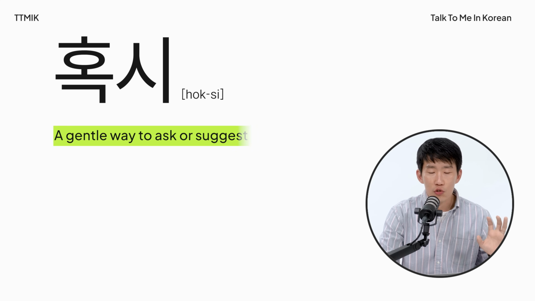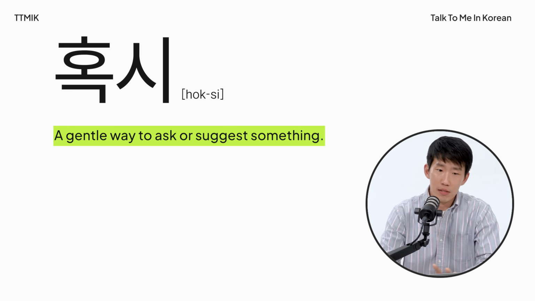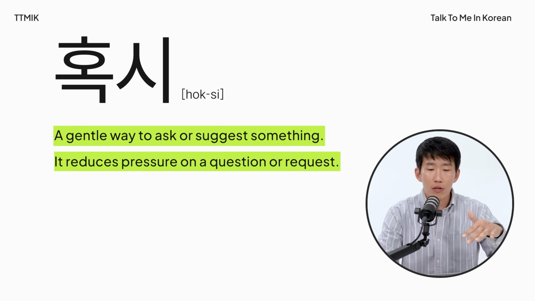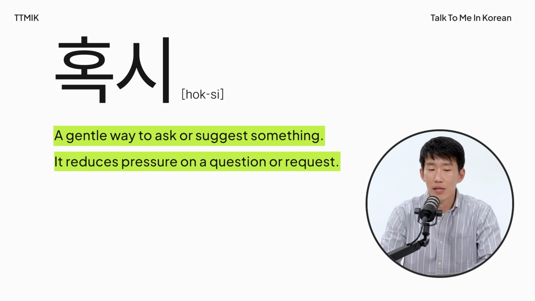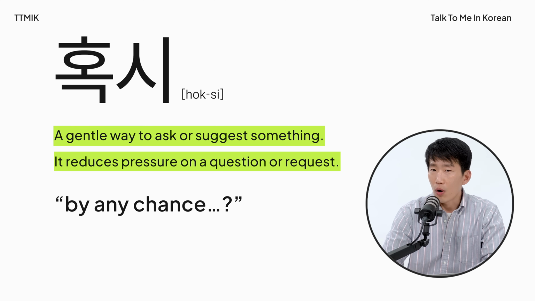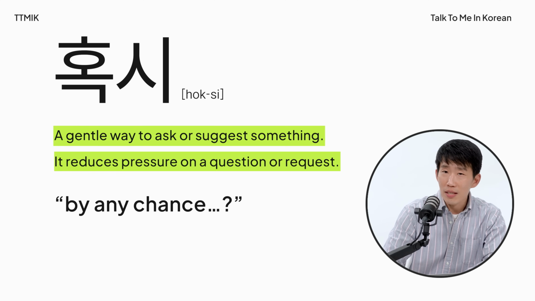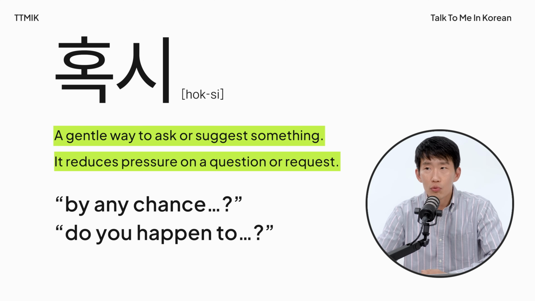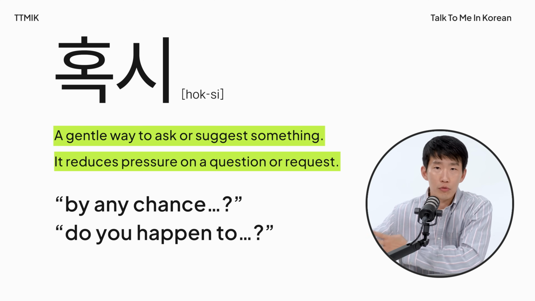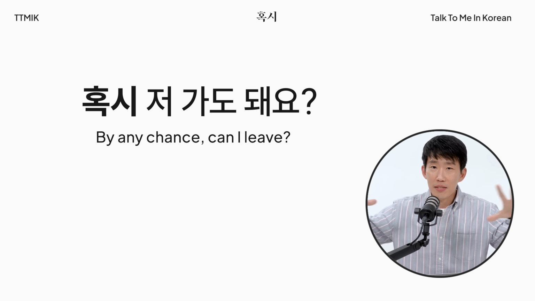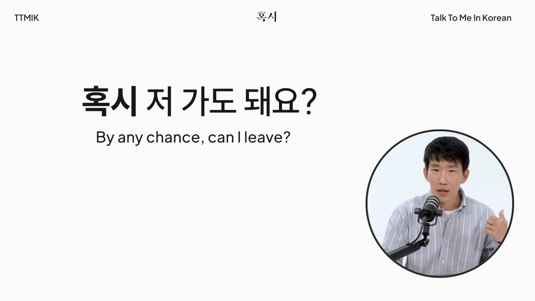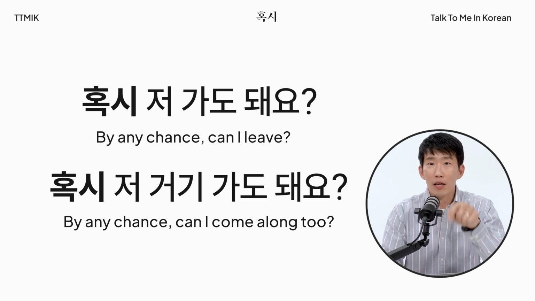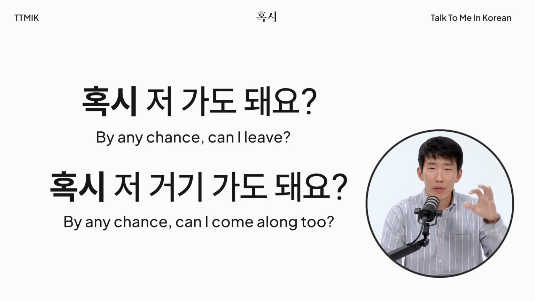So hok-si is a gentle way to ask or suggest something. It reduces pressure on the other person when you're asking a question or making a request. So it's like, by any chance, or is there any opportunity or possibility that this might happen? Do you happen to know or know how to do something? For example, there's a meeting that's happening and you're like, oh, I don't think I am needed here. 혹시 저 가도 돼요? Or 혹시 저 거기 가도 돼요? Can I come along too? Or can I leave? So 혹시, you're being careful.